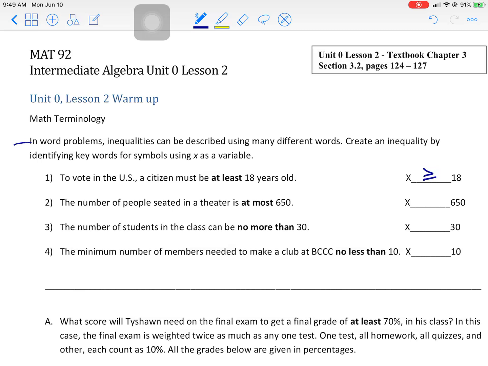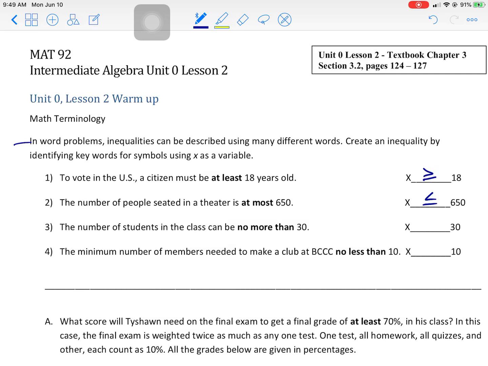The number of people seated in a theater is at most. That means it can't be more than. So it has to be less than or equal to. Okay, there's 650 seats, so there can be 650, or less than that, right?